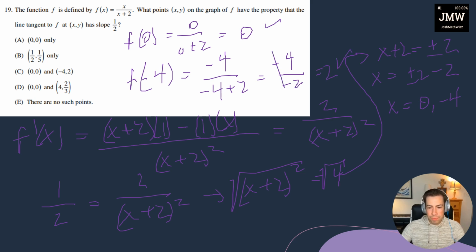So that checks out. So therefore, what are my two coordinates going to be? Well, I actually just accidentally solved it right there, right? So whenever x is 0, y is 0, so that's one point. And whenever x is -4, y is going to be 2. So these are our two possibilities.